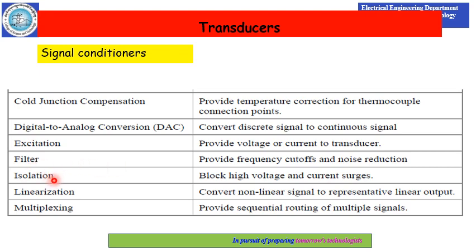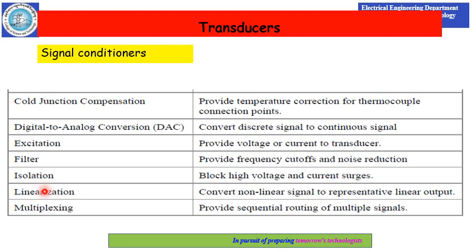The next type of signal conditioner is called isolation, and isolation of signal is the technique used to prevent unwanted electrical connections between different parts of a system or between different systems. Isolation can be achieved through the use of optocouplers, transformers, or other isolation devices.